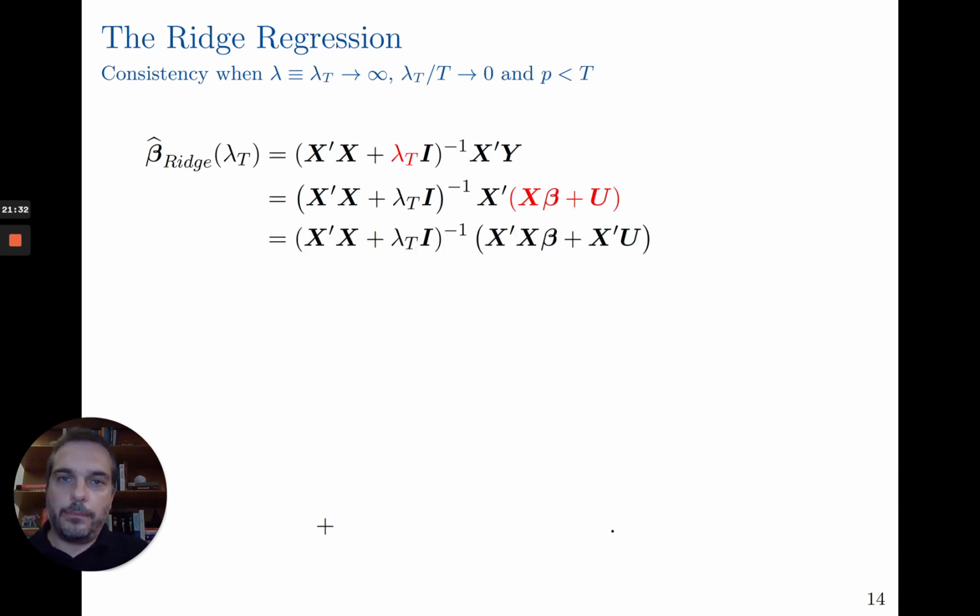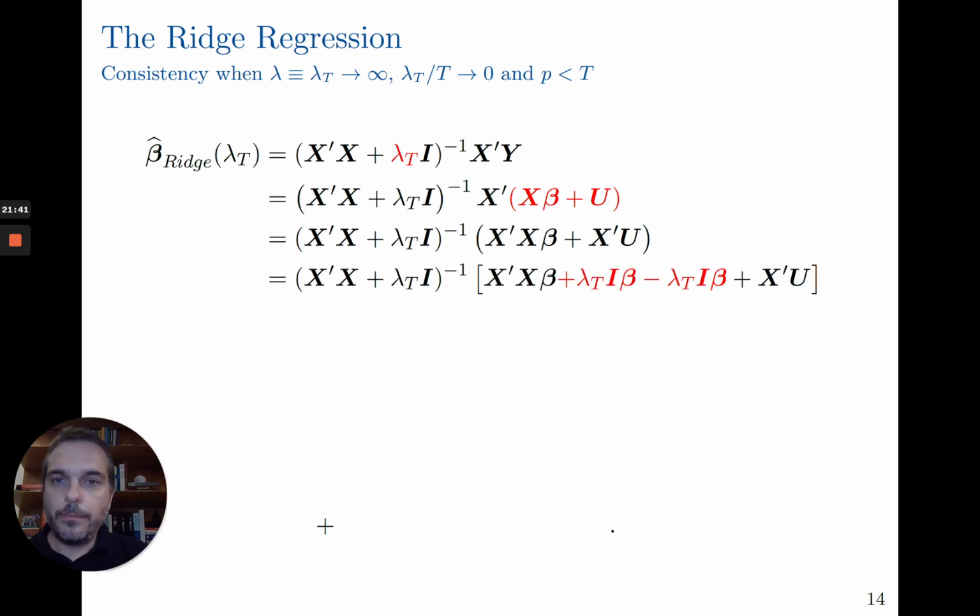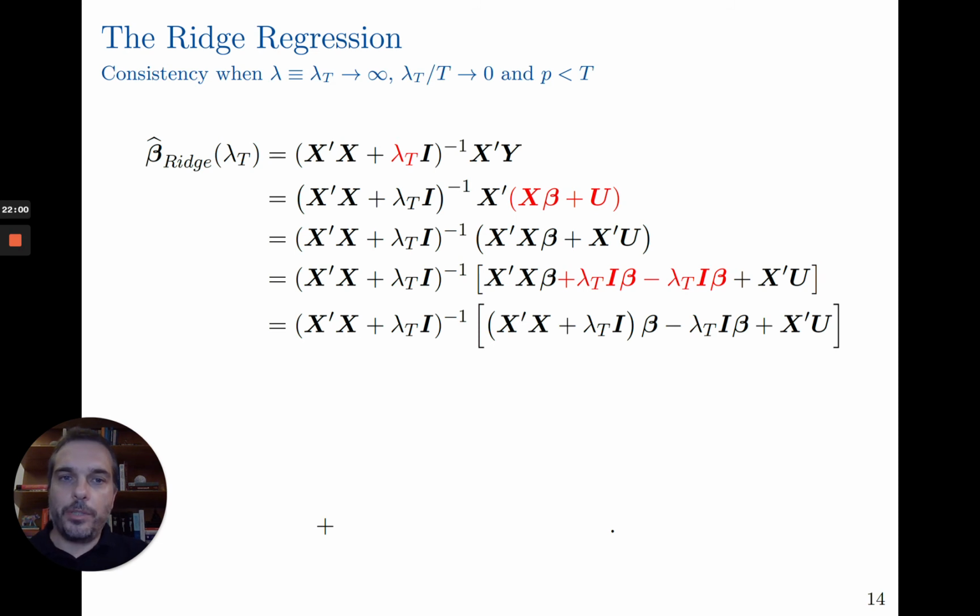Then multiply it by x prime x beta, x prime u. Now, sum and subtraction trick. Add lambda, subtract lambda, lambda beta. So this is an identity matrix and this is beta. Okay, nothing changed. Now what we are going to do? Put this beta in evidence outside of the parenthesis. Okay. Keep the rest as it is.